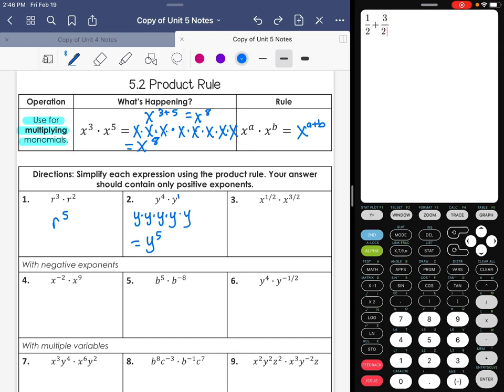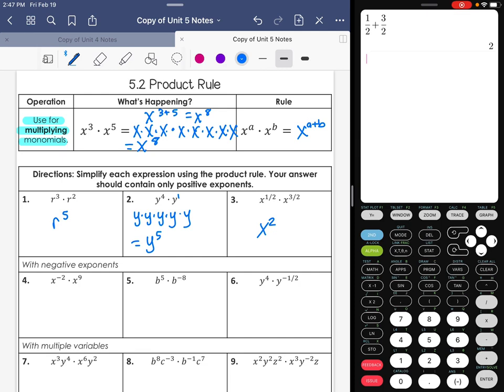So you're going to do the same thing. Like previously, in the previous problem, I did 4 plus 1 and got 5. In this one, I'm going to do 1/2 plus 3/2, and I'm going to get 2. So sometimes if you add the right fractions together, you do get a whole number. So this one would just be x squared. That's it. That's the answer.